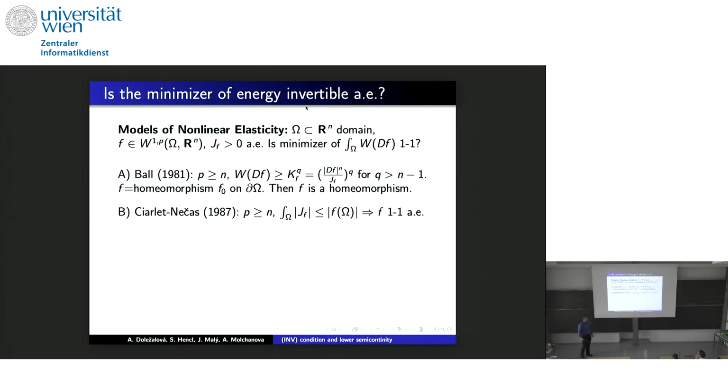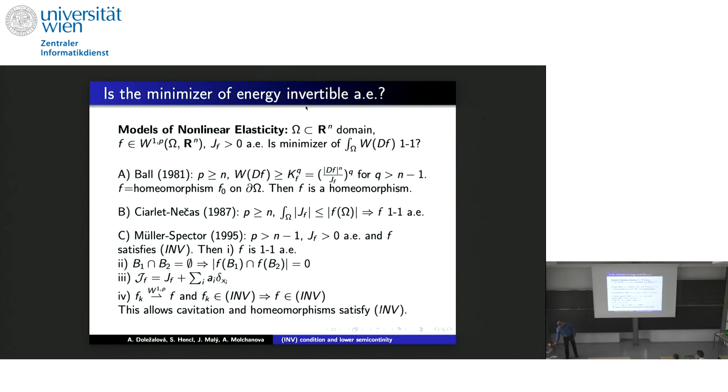Then, of course, we have seen in several talks already the Ciarlet-Nečas condition. Again, for p bigger or equal to the dimension, if we have the Ciarlet-Nečas condition, we know that our mapping is one-to-one. Okay, so I would like to go below p bigger than n. There is a very useful paper by Müller and Spector where they introduced the INV condition. Here p is allowed to be strictly bigger than n-1.